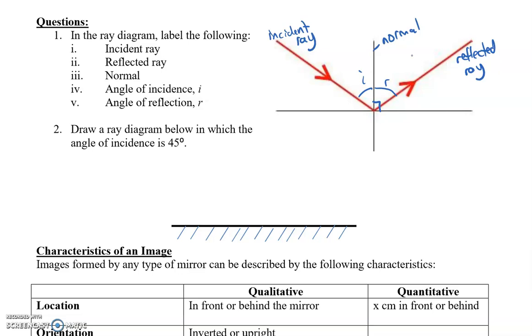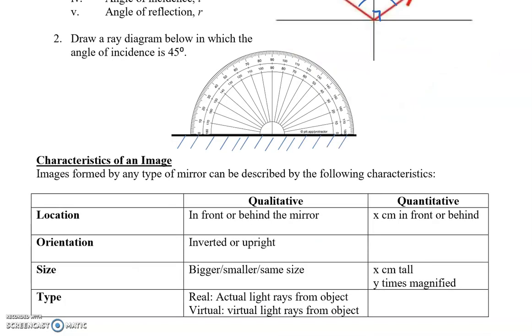And so what it says here is draw a ray diagram below in which the angle of incidence is 45 degrees. In order to draw an angle accurately, we need a protractor. So hopefully you have one at home, and if you don't, you should pick one up soon because it is going to be used multiple times in this unit. What we need to do is draw a ray diagram below in which the angle of incidence is 45 degrees.